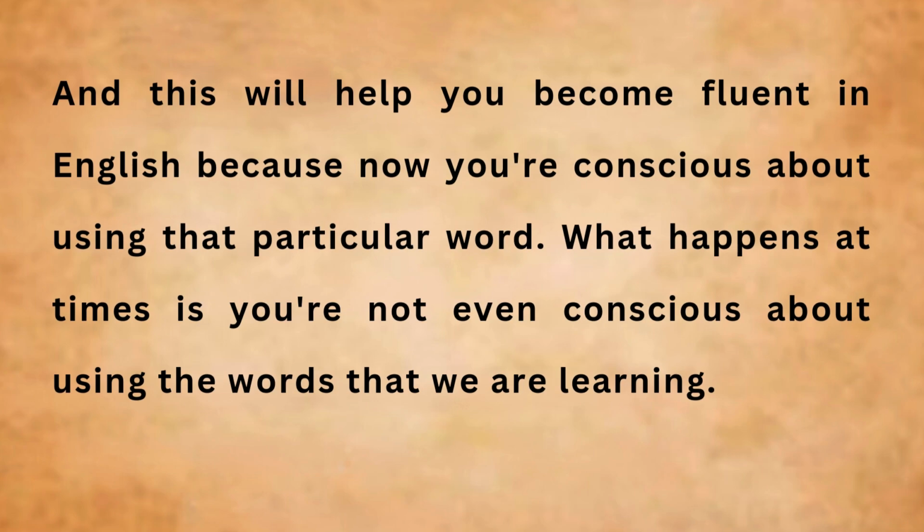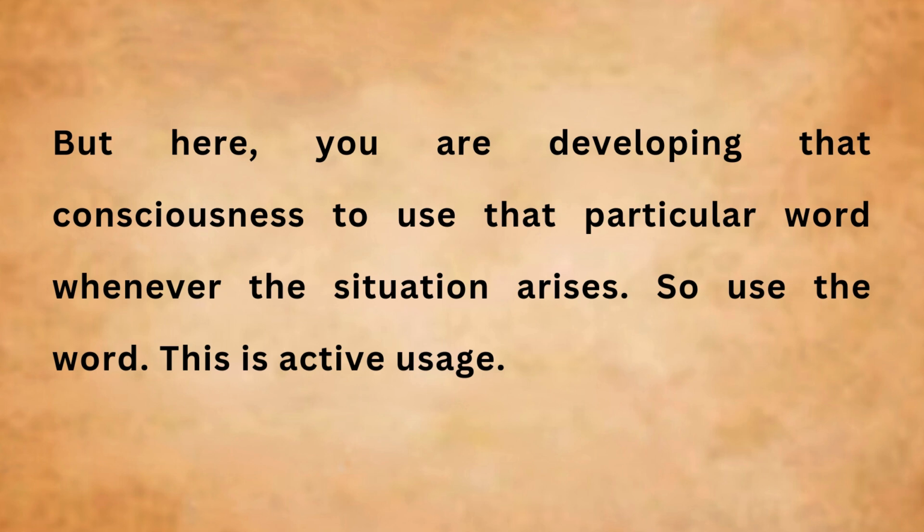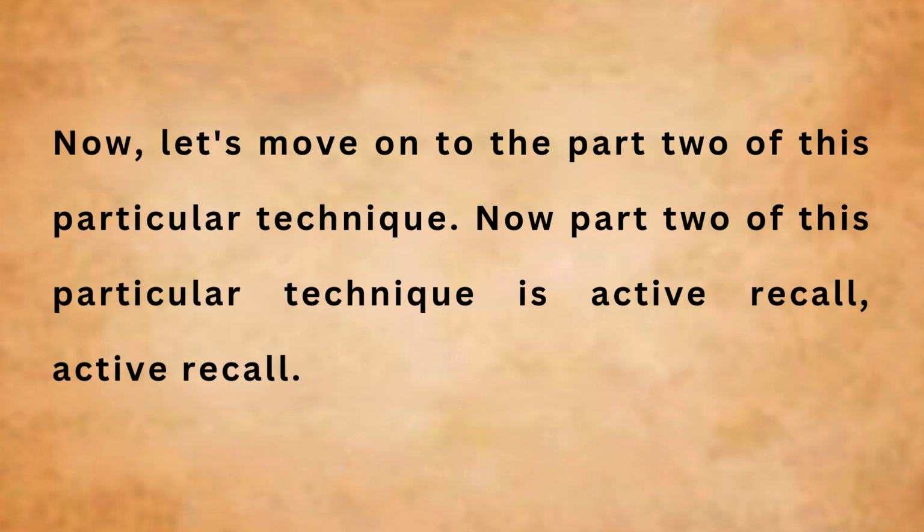And this will help you become fluent in English, because now you're conscious about using that particular word. What happens at times is you're not even conscious about using the words that we are learning, but here, you are developing that consciousness to use that particular word whenever the situation arises. So use the word. This is active usage. Now, let's move on to part 2 of this particular technique.